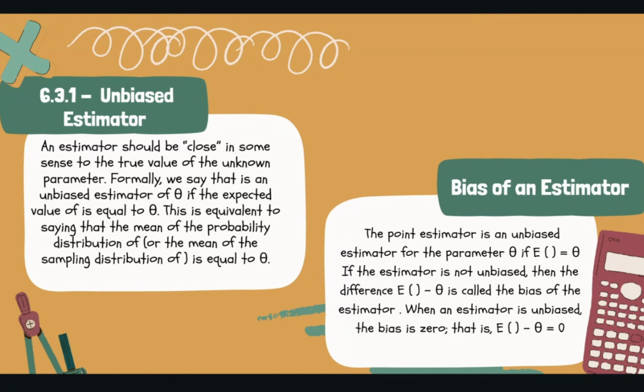Now, the bias of an estimator. The point estimator T is an unbiased estimator for the parameter theta if E of T equals theta. If the estimator is not unbiased, then the difference E of T minus theta is called the bias of the estimator. When the estimator is unbiased, the bias is zero. That is, E of T minus theta is equal to zero. Next slide, please.